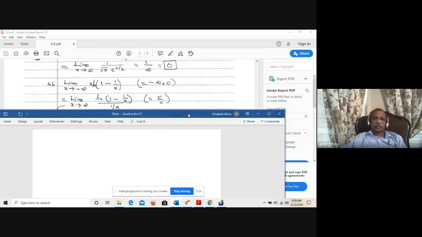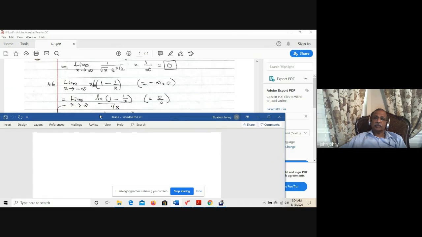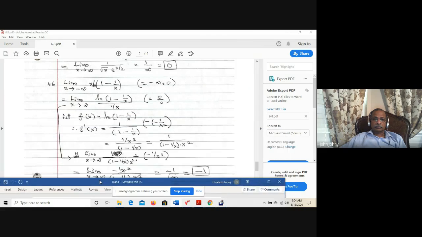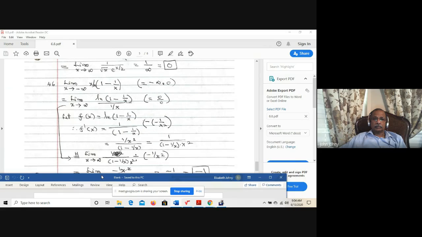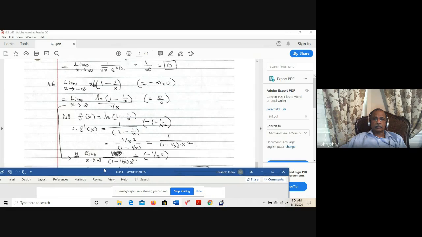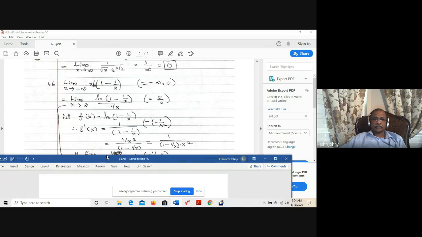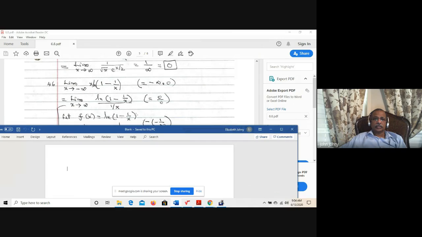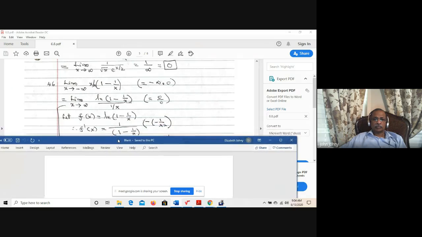So I decided to write it like this. I kept natural log of 1 minus 1 over x in the numerator, and x is written as 1 divided by 1 over x. So multiplication by x is the same as division by 1 over x. And now I did the differentiation in 2 steps. So f(x) is natural log of 1 minus 1 over x. So f prime x is 1 over 1 minus 1 over x times negative of negative 1 over x square.